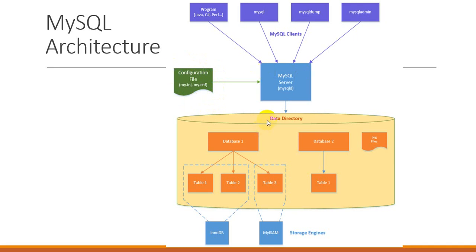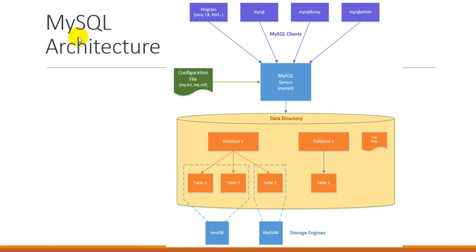Coming to the database, here your database directory is stored. You can have multiple databases and multiple database users. You have a log file where you have the record of each and every user, when the user logged into the system and logged out of the system, and so on. Different databases would have different tables. We can have some storage engines as well.